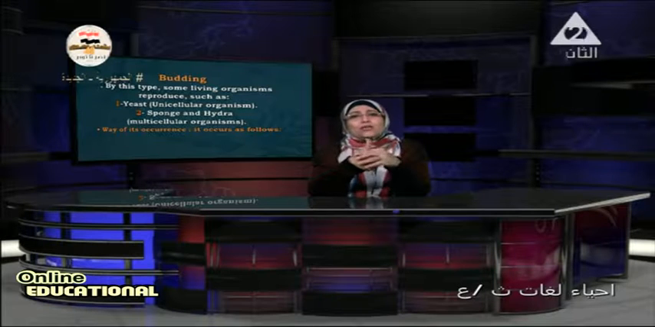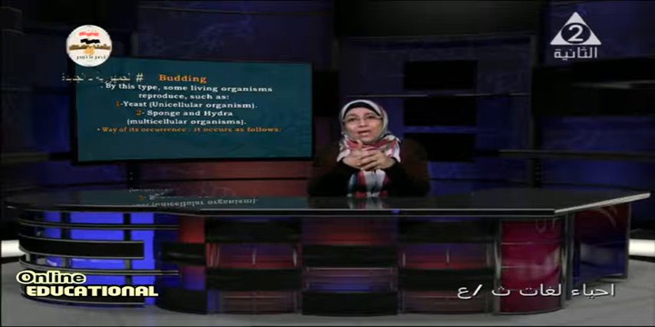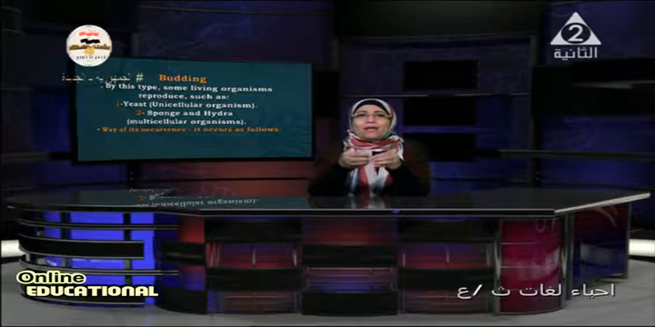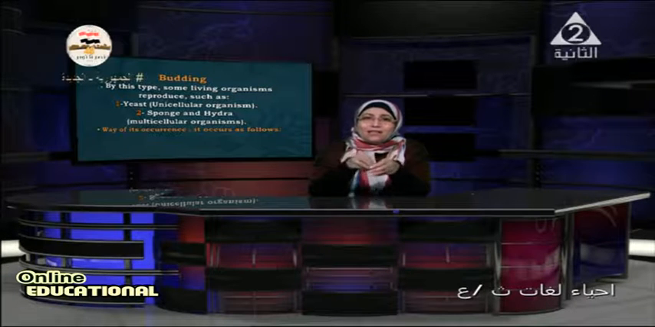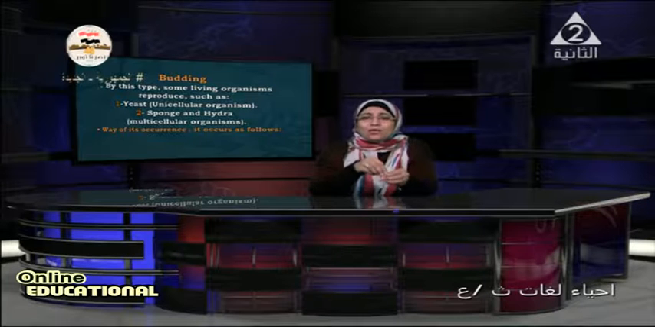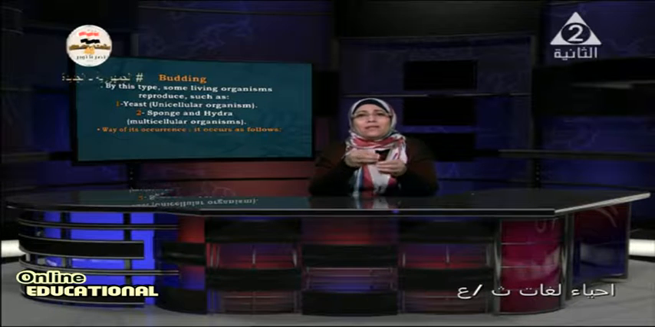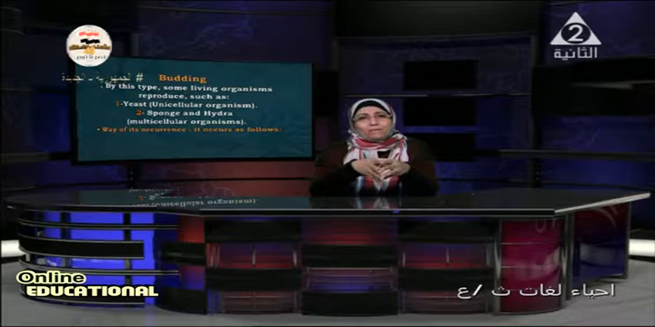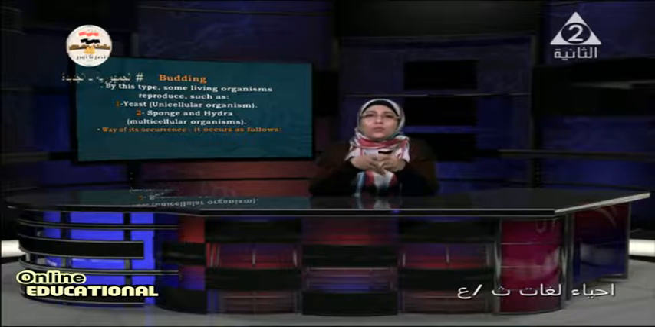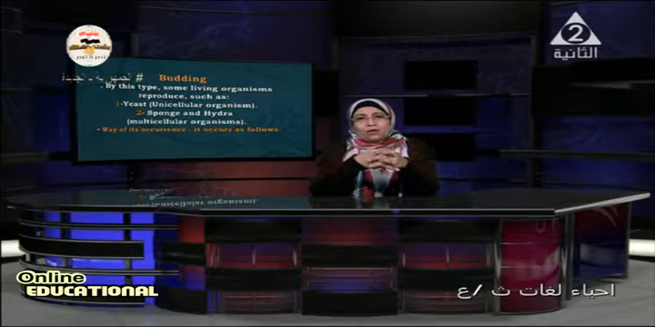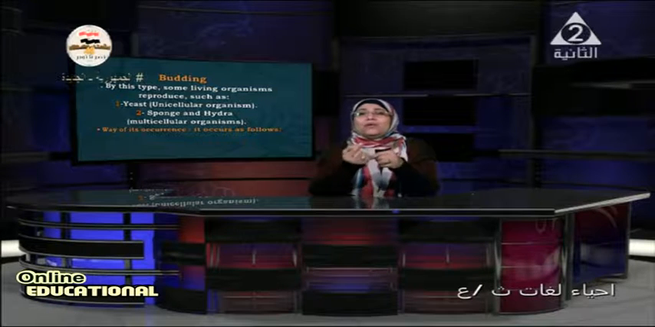Number one, in unicellular organisms, like yeast. Yeast is added to the dough at home to make bread. You add the yeast, put it in warm water and add a small spoon of sugar. What happens? After a few minutes you can see that the amount of yeast becomes large in number. Why? Because it undergoes asexual reproduction by mitotic division. So it is a unicellular organism.